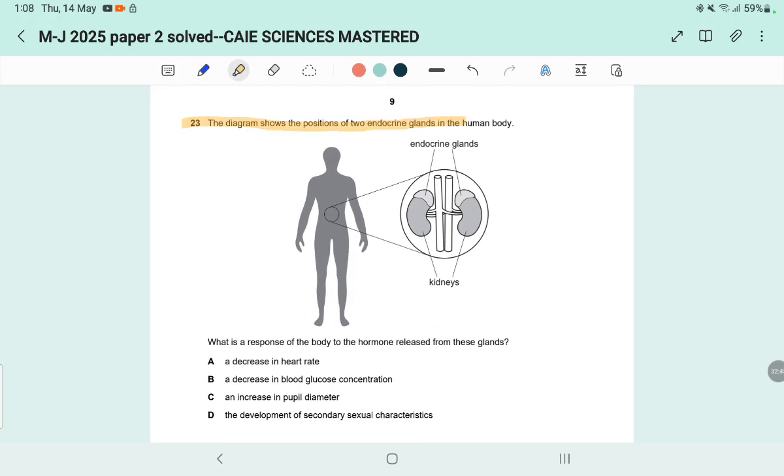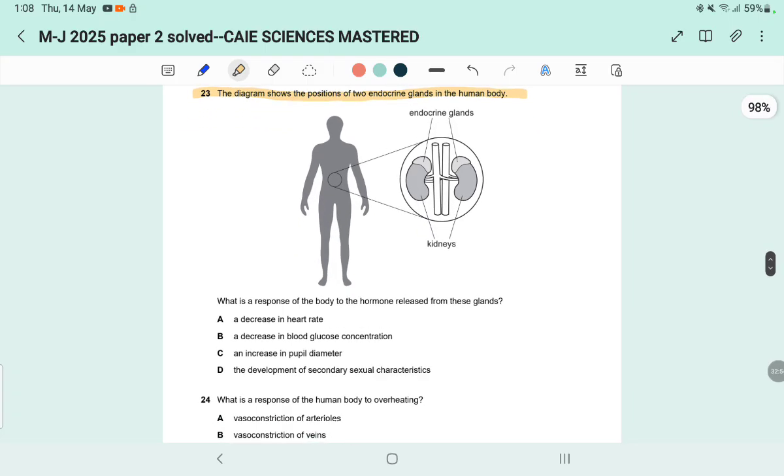Question 23. The diagram shows the position of two endocrine glands. Endocrine, because they release hormones. It's asking what is the response of the body to the hormone released from these glands. So for question 23, the answer is letter C, an increase in pupil diameter. I will tell you why.